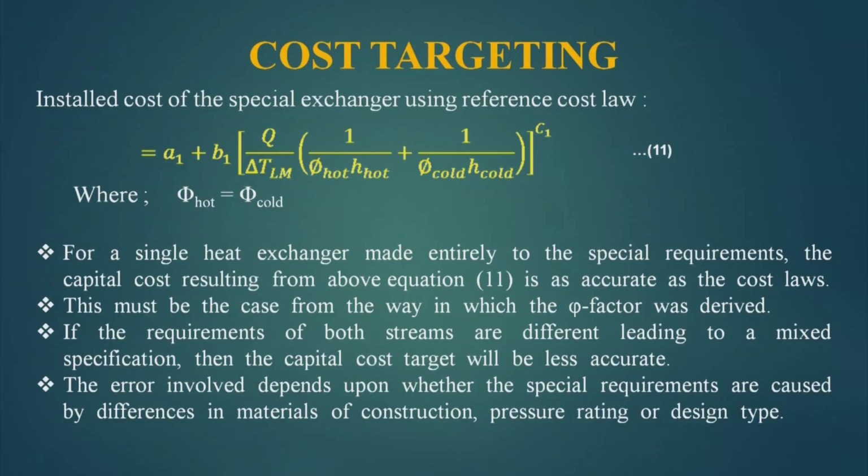If the requirements of both streams are different, leading to a mixed specification, then the capital cost target will be less accurate. The error involved depends upon whether the special requirements are caused by differences in materials of construction, pressure rating or design type. We have told you that there are three main factors which make the cost of the heat exchanger different: material of construction, pressure rating and design type, because pressure rating will require thicker materials of construction and hence the cost will increase.